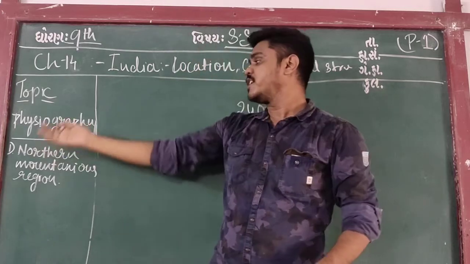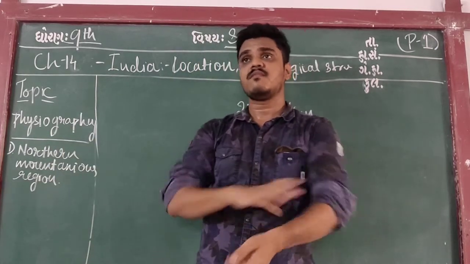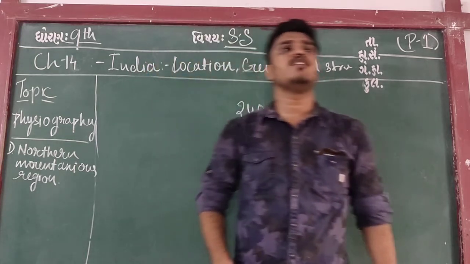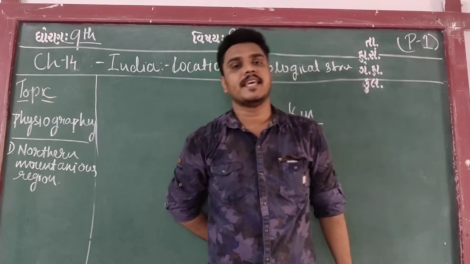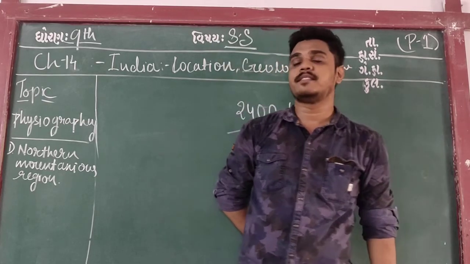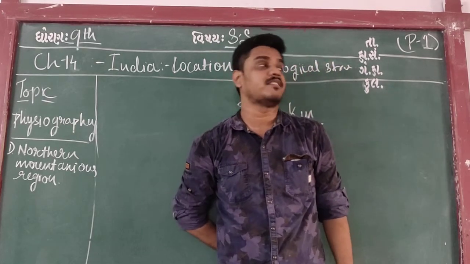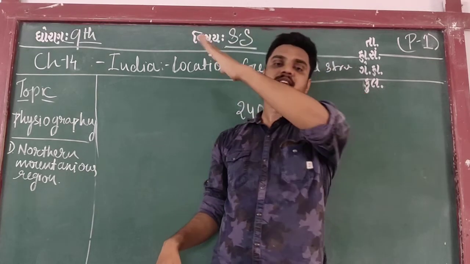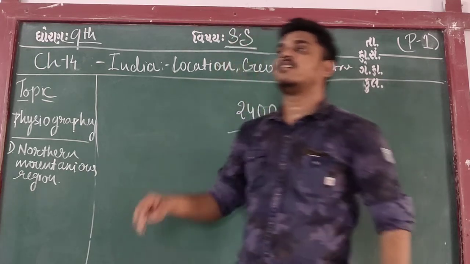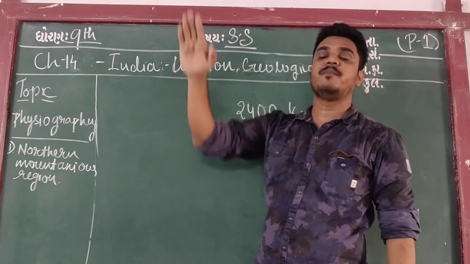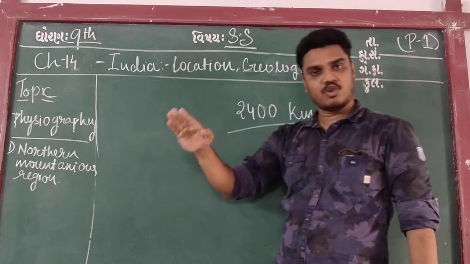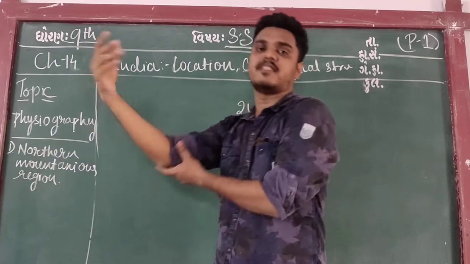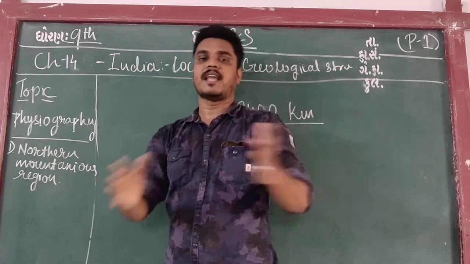The northern mountainous region is spread about 2,400 kilometers. Let me explain with an example: the Ladakh area is the best example. When you go from Gujarat to Leh Ladakh, the slope will be like this. It will be in an inclined form. Because of the mountainous region, Ladakh has emerged something like this.